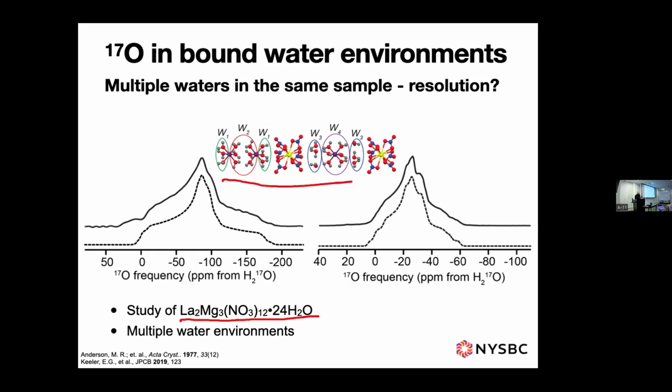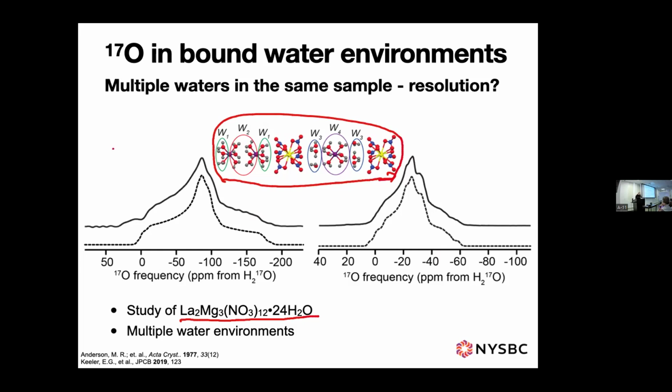Shown up here, if you look at the neutron diffraction structure, you can pull them out into 4 different water molecules based on their bonding environment. So there's 4 different ones. If you look at the neutron diffraction and then do DFT calculations on them, they group as 4 different ones with slightly different chemical shifts, slightly different CQs, all of that. So what then happens if we take a spectrum of it?